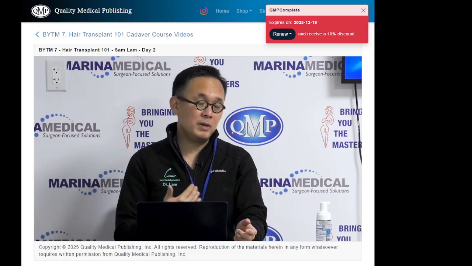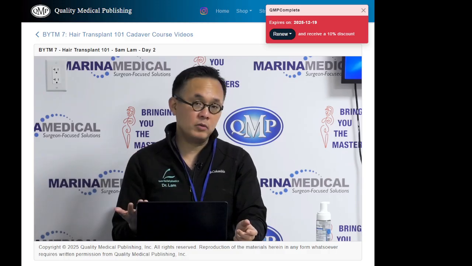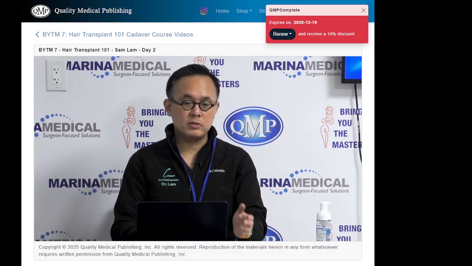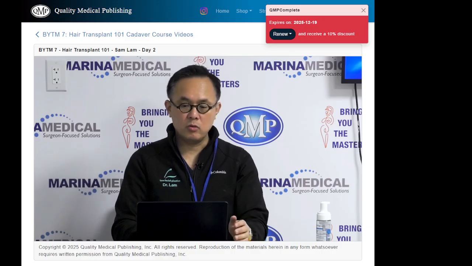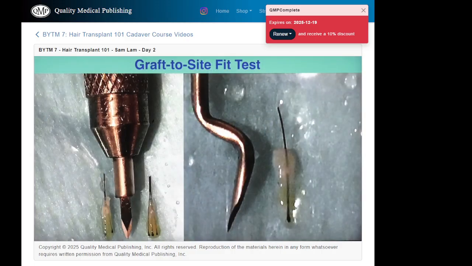For me, I don't care about the bleeding so much as I'm making sites. I can work around it. I care about when they're placing grafts. I don't want them to be dealing with a lot of blood. So the thing I want you to remember with recipient tumescence is protect the neurovascular blood supply. That's the reason I'm doing recipient tumescence, and a little bit for postoperative edema issues, which is obviously still important. And then you test the graft to site fit before you begin the site creation, and then you begin this.